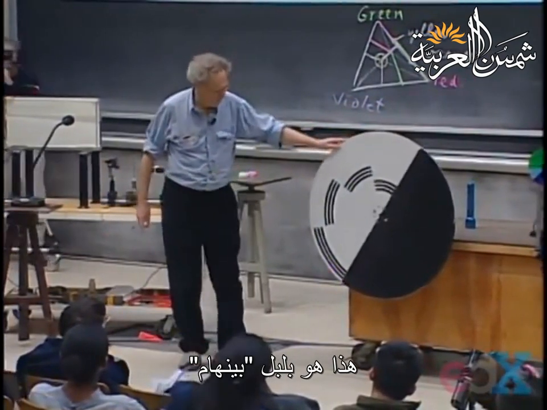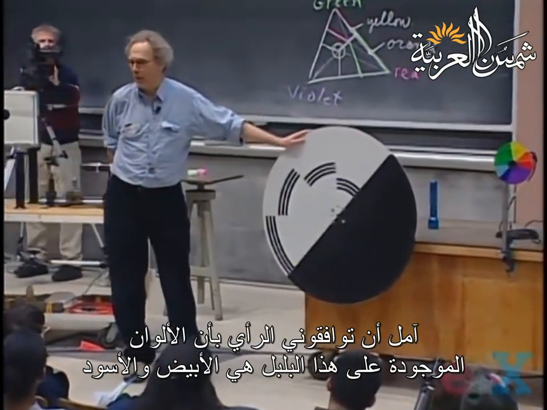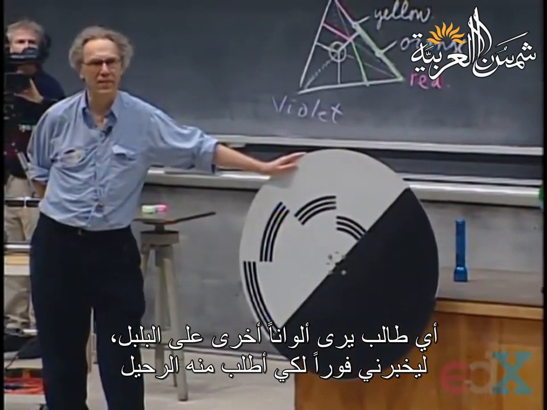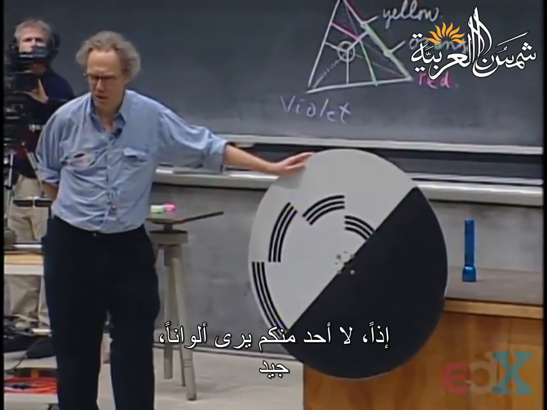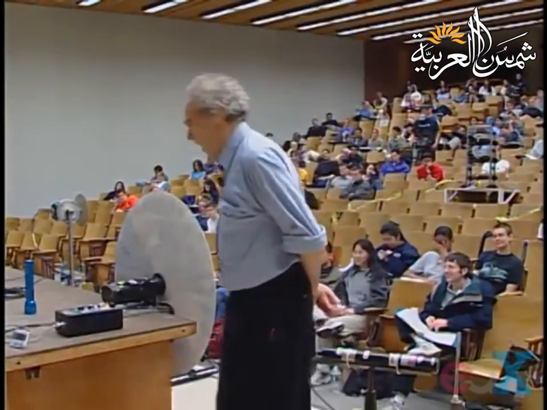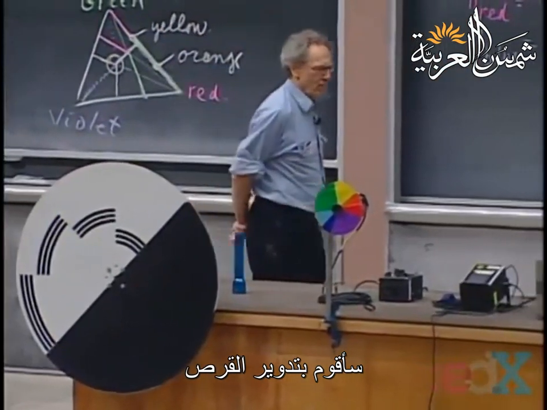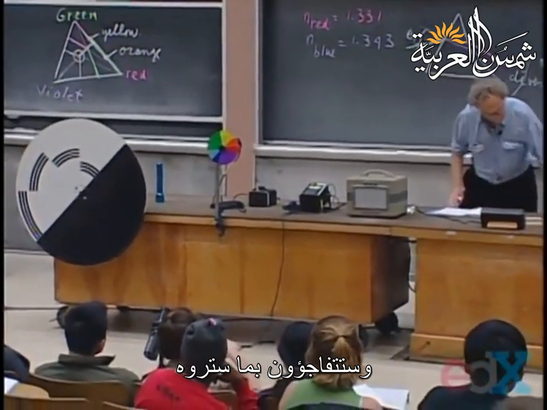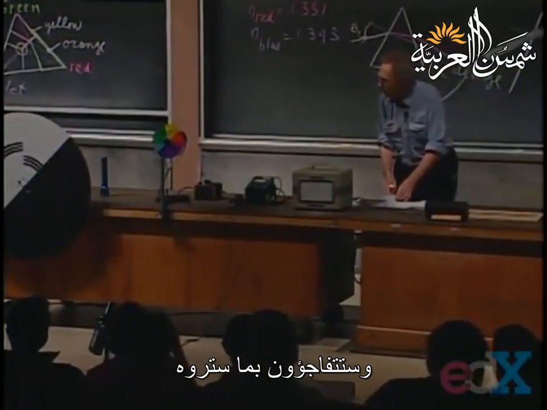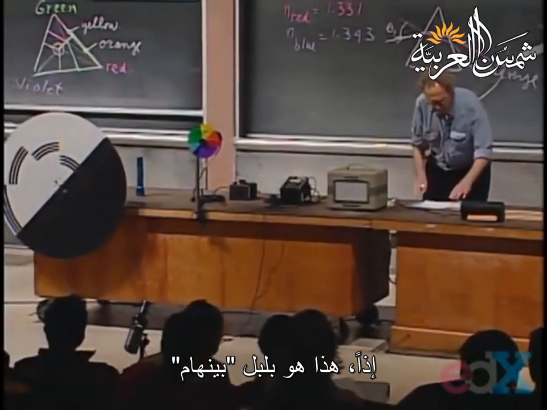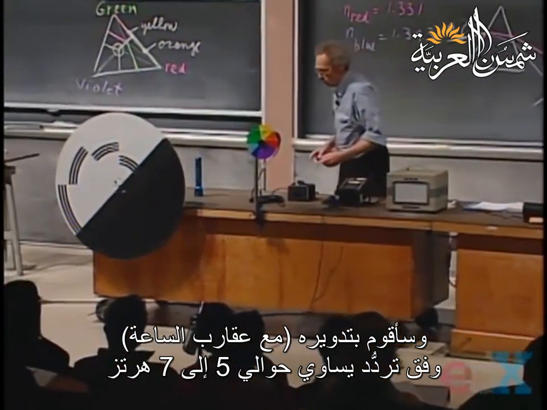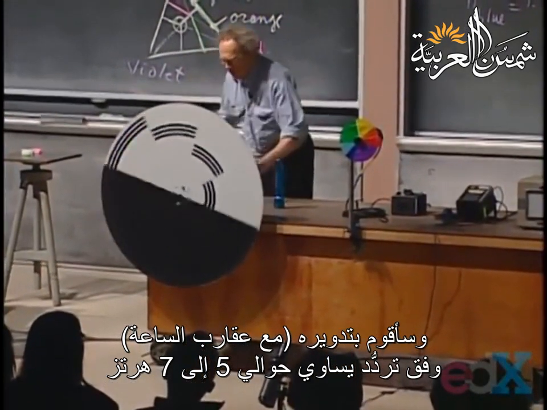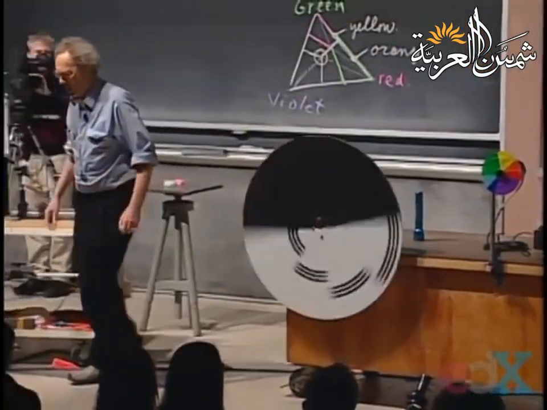This is a Benham top. I hope you will agree with me that this is black and white. Any one of you see colors? Let me know now. I will ask you to leave then. Okay, so no one sees colors. Good. So now I'm going to rotate that for you, and you'll be surprised what you're going to see. So there is the Benham top, and I'm going to rotate it somewhere in the ballpark of about 7 hertz, 5 to 7 hertz. Let's take a look.